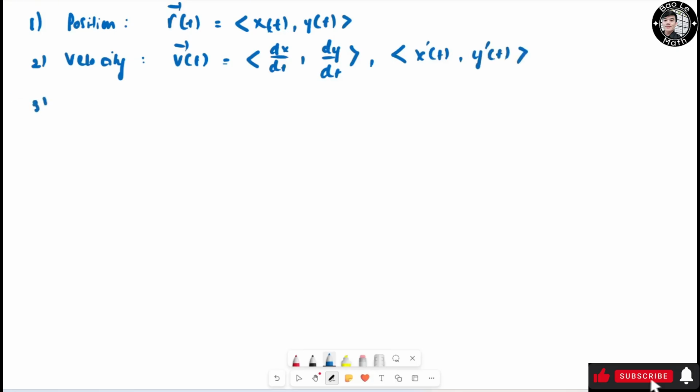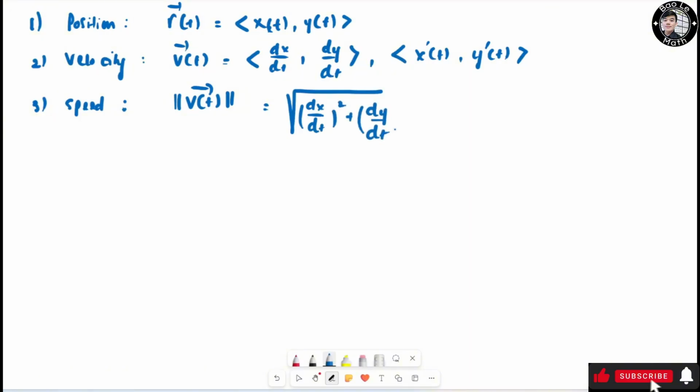Number three, we're going to talk about the speed. The speed is the magnitude of the velocity vector, so it could be absolute value of v of t. So it could be square root of dx over dt altogether squared plus dy over dt altogether squared.